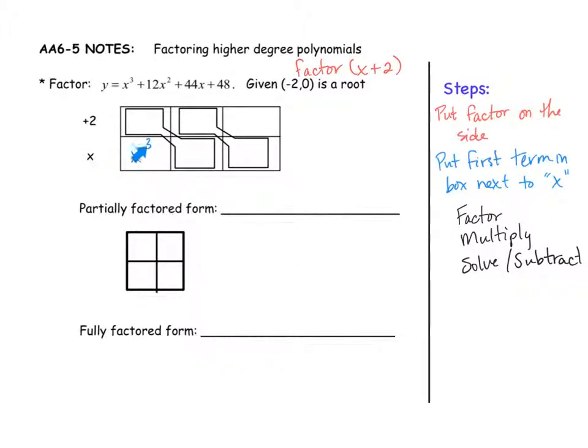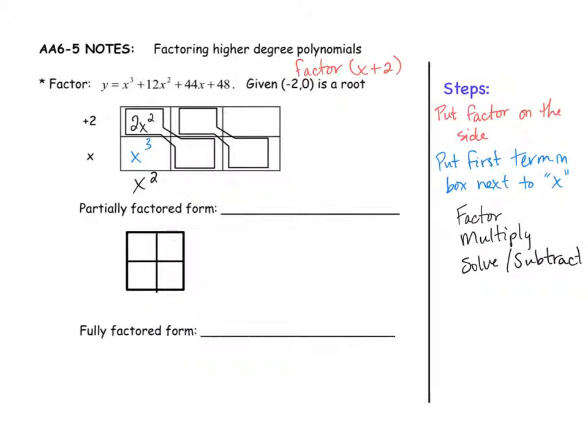Now we need to factor. So I'm going to take something multiplied by x gives me x to the third. So I need x to the second, x squared, to multiply to give me x to the third. Then my next step, so that was factor. My next step is to multiply. I can multiply the x squared times the 2, because those are the two things I have on the outside. It's going to give me 2x squared.